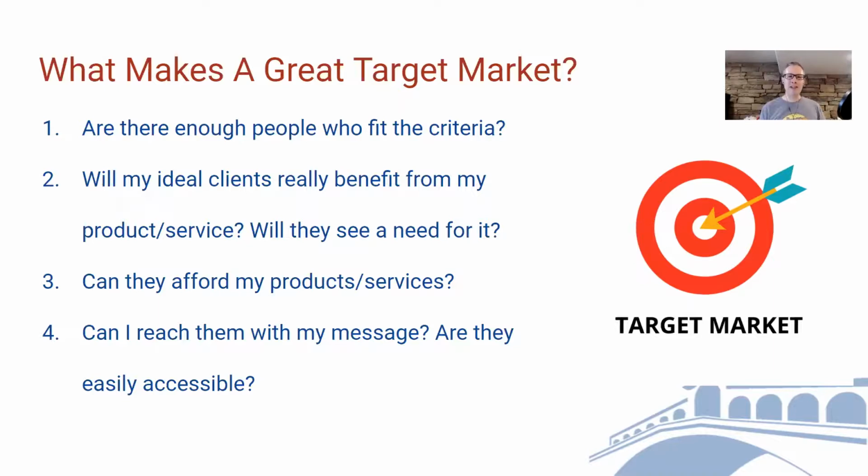And then the last thing here is, can you reach them? Are they easily accessible? Right? So when I first started Rialto Marketing, we were actually selling mobile applications into the K-12 education space. We were reaching out to school principals. Okay, they are readily available. They are easy to find. It's easy to get their contact information. We had no problems getting in front of those people.